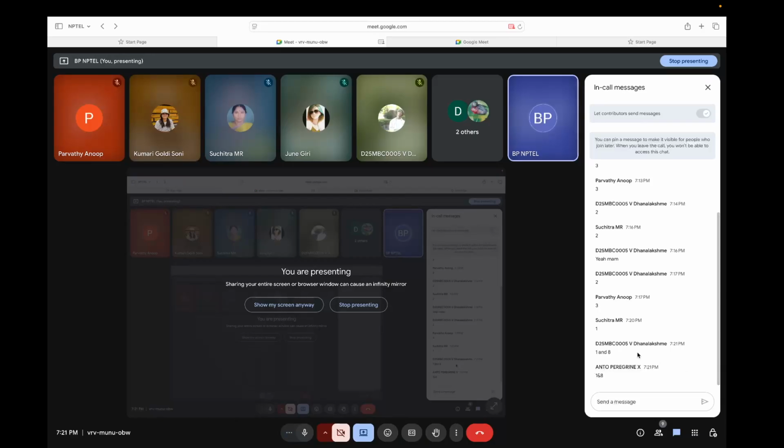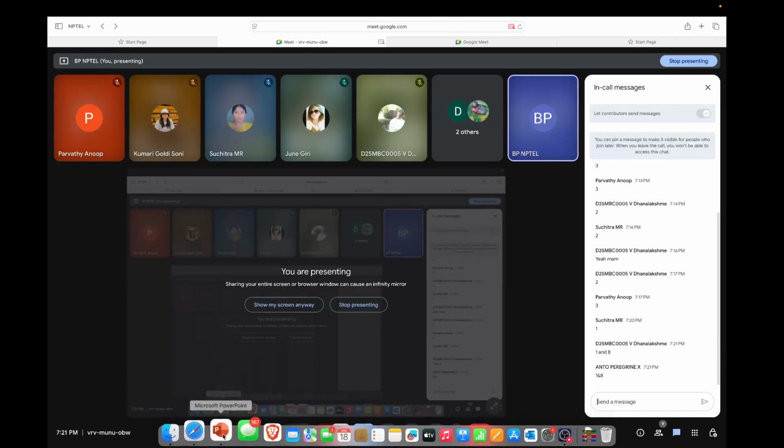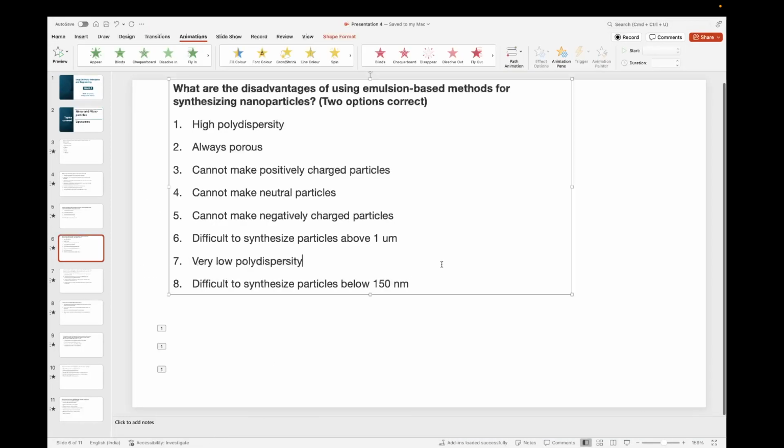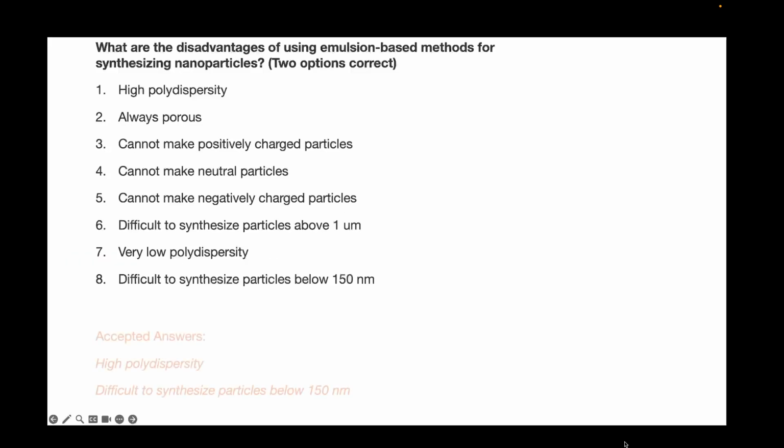1 and 8. Okay. Yes, the correct answer would be 1 and 8. So high polydispersity and difficult to synthesize particles below 150 nanometer.